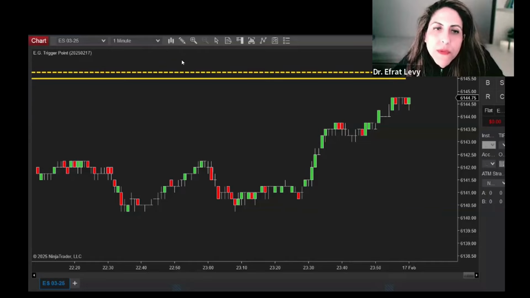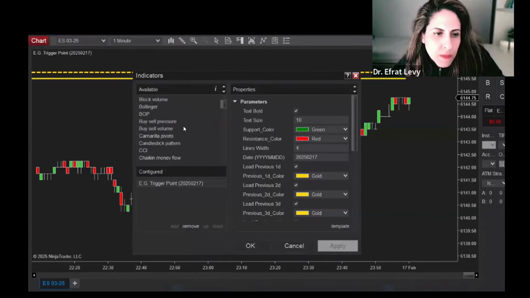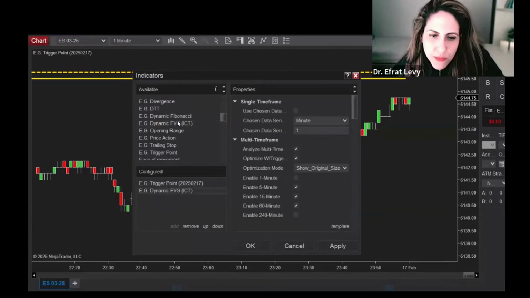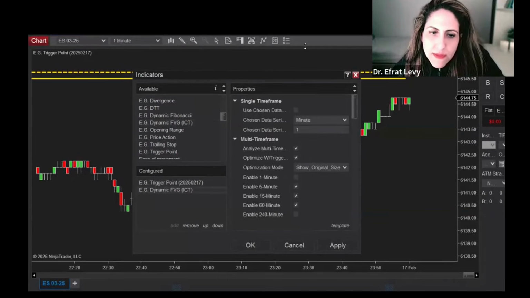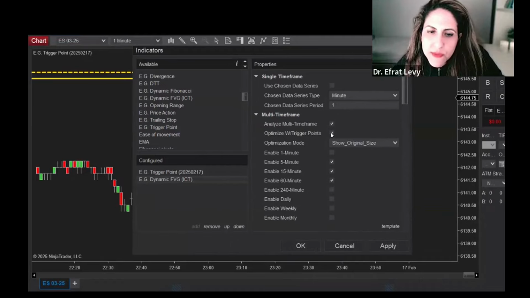The fair value gap bot trades off fair value gaps, off the trigger points, of course. To use it, we need to attach the fair value gap indicator. In this case, the optimization setting is checked. This means that only fair value gaps that align with our trigger points will be showing on the chart.